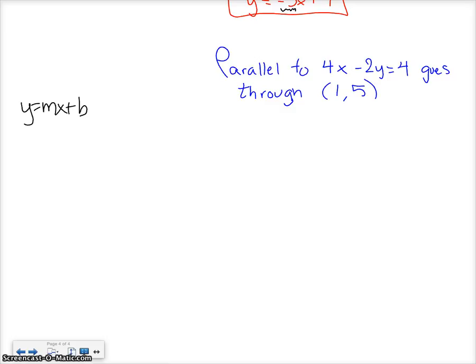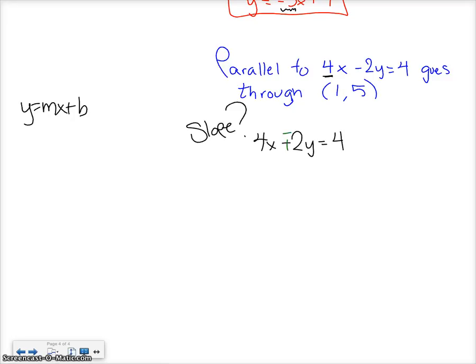So, let's say that we're parallel to 4x minus 2y equals 4, and I go through the point (1, 5). I want to write an equation of a line. Well, it's still the first step. I need to know, hey, what's my slope? Well, don't put 4. It is not 4. It's not what's in front of x. You have to get y alone first.